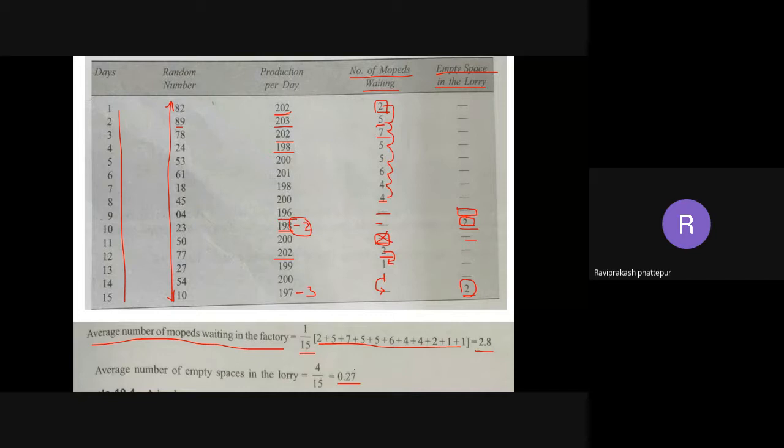On average also they have asked, so the average is 2.8 and 0.27. On a daily basis we have calculated here, it is 2 5 7 5 5 6 4 4. So these many vehicles will be waiting in the factory.